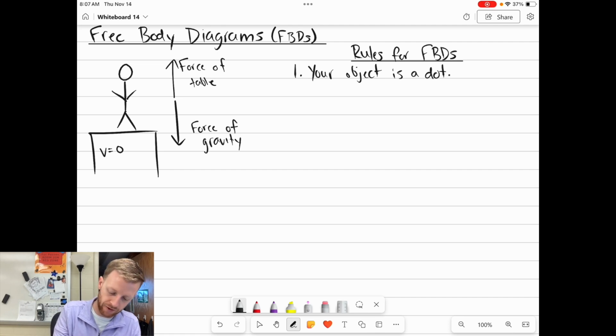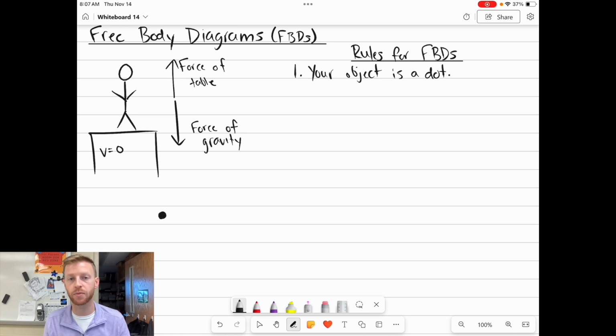So I'm going to take my person. I'm going to represent them as a dot. Give yourself some room on the dot. Don't do like a little pinprick. Give yourself a good sized dot you can work with.